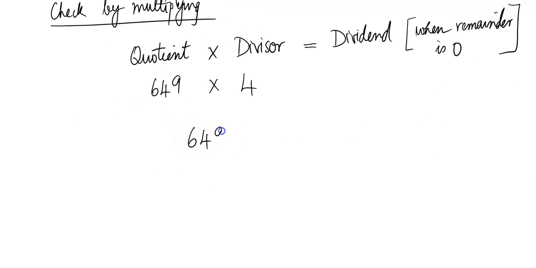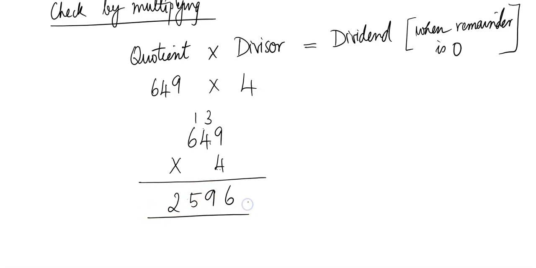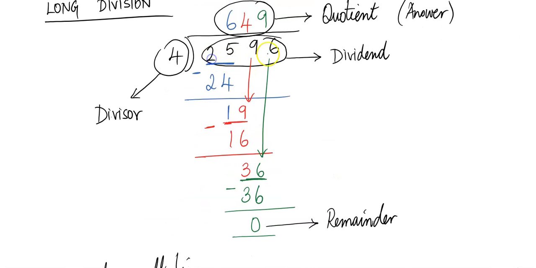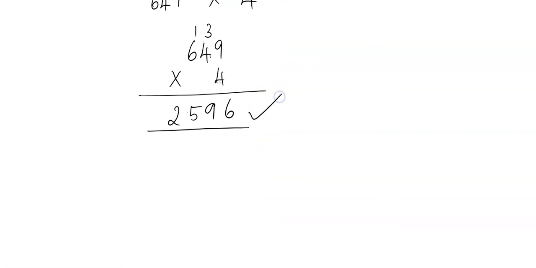So let's first put it vertically. 9 times 4, 36. 4 times 4, 16. 17, 18, 19. 6 times 4, 24, plus 1, 25. So 2596. Let's see if that was the dividend. Yes, 2596 was the dividend. So we got that. So our check is good. Okay, so that is really cool. You were able to check by multiplying. So whenever your remainder is 0, we have absolutely no problem with the check part.